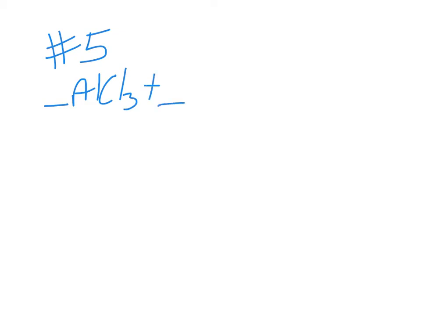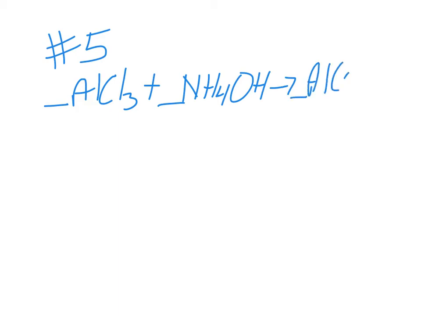Now, if you're already okay, and you don't need my help, go ahead and do the last couple of equations all by yourself. You have aluminum chloride plus ammonium hydroxide, and then you have aluminum hydroxide. And I ran out of space, so let's write that down here. And then you have ammonium chloride. Let's squeeze that in right there.